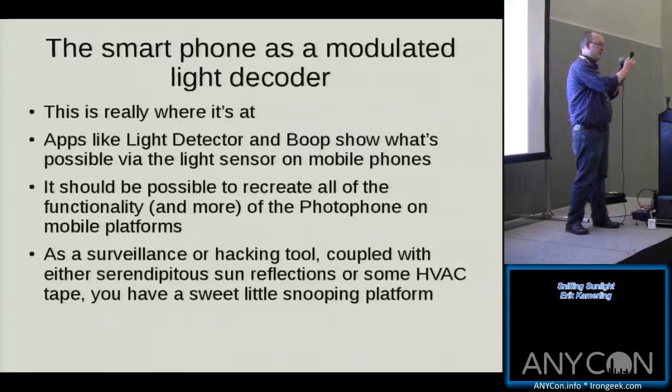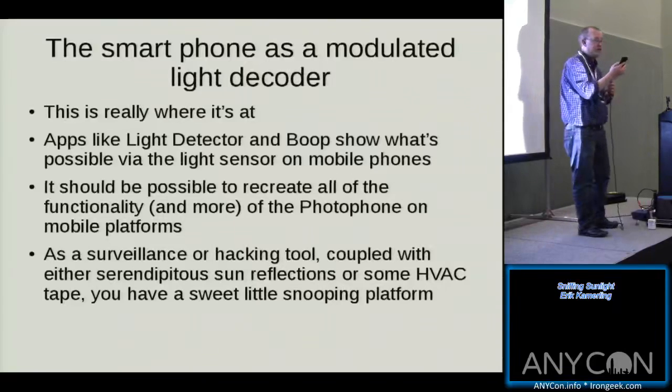You hear that? So that's based on the light sensor in a smartphone, interestingly.